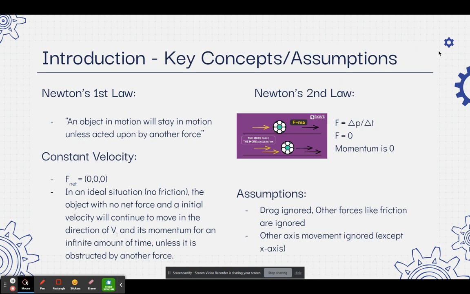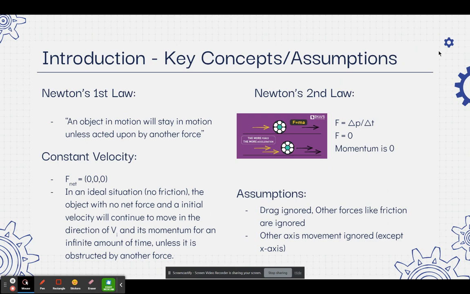Some key concepts we're going to use in this lab are Newton's first and second law. The first law states that an object in motion will stay in motion unless acted upon by another force. A key concept derived from this law is constant velocity: when net force is zero in all directions, and where there's no friction, an object with no net force and an initial velocity will continue to move in that direction for an infinite amount of time unless it's obstructed by another force.